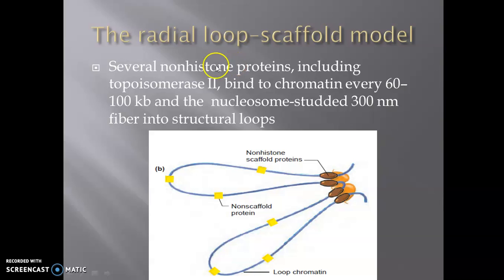Now the radial loop scaffold model. The radial loop scaffold model also defines the further compaction of the chromosome. There are also several non-histone proteins involved in the compaction of chromosome. For example, topoisomerase 2 binds to chromatin every 60 to 100 kilobases, and the nucleosome 300 nanometer fiber is organized into structural loops. These are the non-histone scaffold proteins, and this is the loop chromatin.